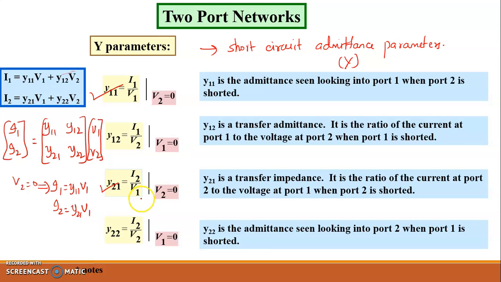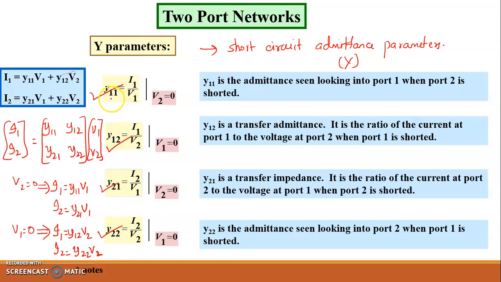And from the second expression I2 is equal to Y21 V1, I can represent Y21 as equal to I2 by V1. Similarly, if I am making the input port short circuit, or V1 equal to 0, I can write I1 as equal to Y12 V2 and I2 as equal to Y22 V2. So Y12 is equal to I1 by V2, and Y22 is equal to I2 by V2. These are the values of the four parameters if any of the ports are short circuited.